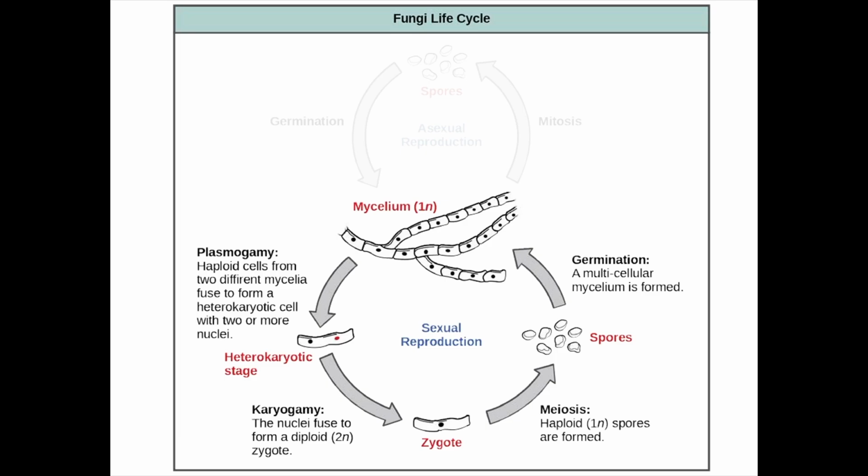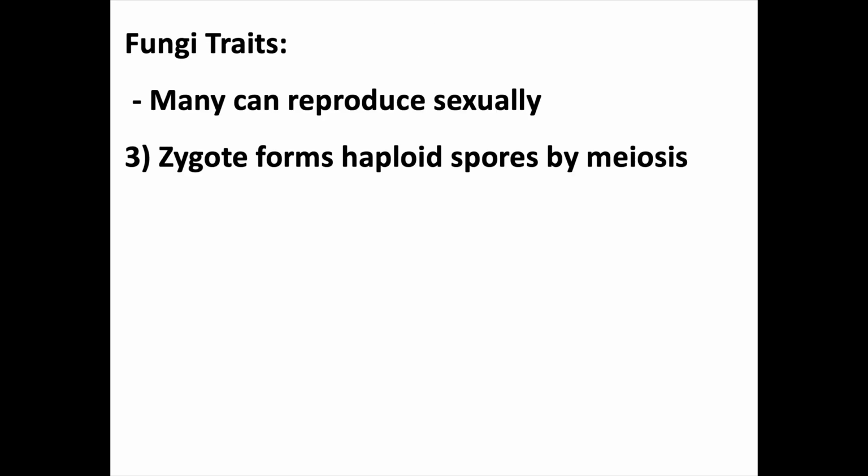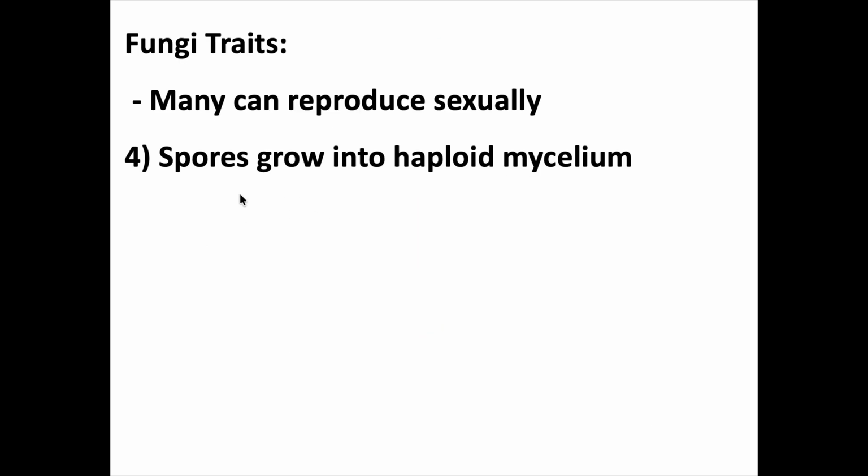Okay, now it's time to make haploid spores. This is the only point at which it's diploid in this sort of generic fungal life cycle. The way they make haploid spores is the same way that we make haploid eggs or sperm. They're going to go through the process of meiosis. Remember all this? So we don't have to reinvent some brand new way of doing this. Obviously, they're not making eggs and sperm like we are, but it's the same basic process. The zygote forms haploid spores by this process of meiosis. And then these spores are released, and they can grow into new haploid mycelium. Yeah, spores grow into haploid mycelium.